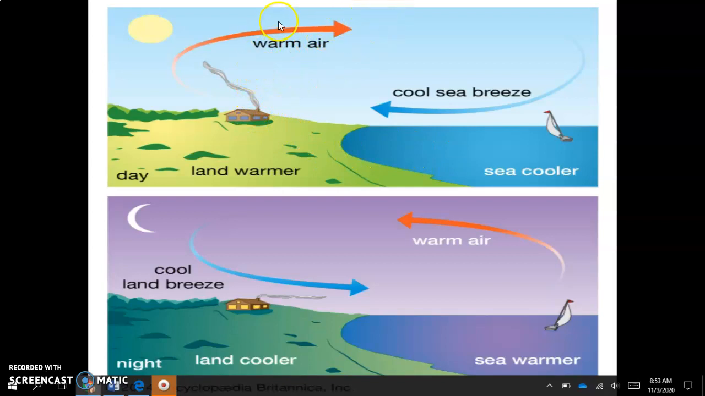So the warm air rises, it's pushed this way because there's an area of high pressure from the ocean and then a low pressure in the atmosphere. So the warm air will be pushed to the sea and then the cool air that's above the sea will be pushed to the land. This is called a sea breeze. So the sea breeze will bring the cool air and blow it towards the land during the day.